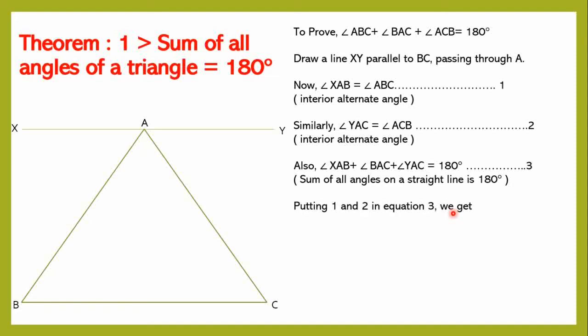So now putting 1 and 2 in equation 3, when we put the values of 1 and 2 in this third equation, what do we get? We get angle ABC plus angle BAC plus angle ACB is equal to 180 degrees, and that is what we wanted to prove. So angle ABC plus angle BAC plus angle ACB has come equal to 180 degrees, and hence it is proved.